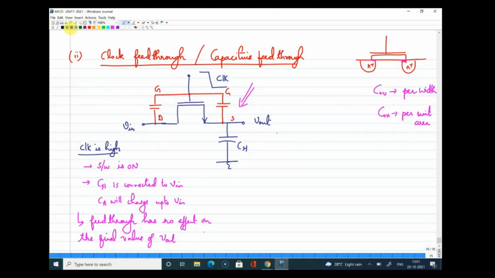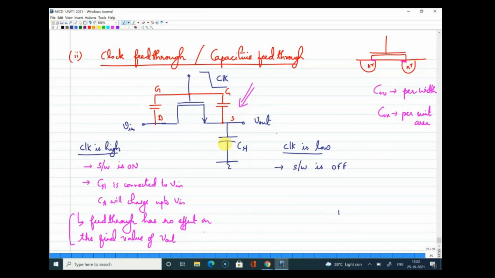Yes. Now, I'll tell you why I said that the feed through has no effect. We'll look at the voltage which is coming as a part of this feed through. Now, when the clock signal goes low, the switch is turned off. Whenever the switch is turned off, the capacitor CH will not be charged to some other voltage, because now the CH capacitance is charged to some value.